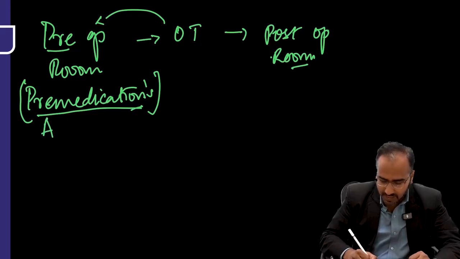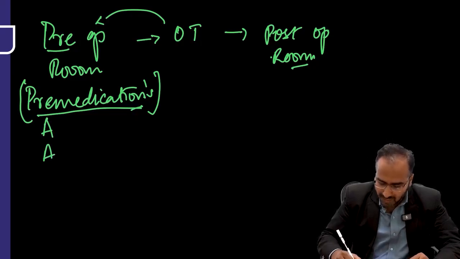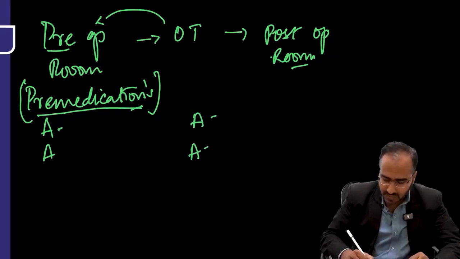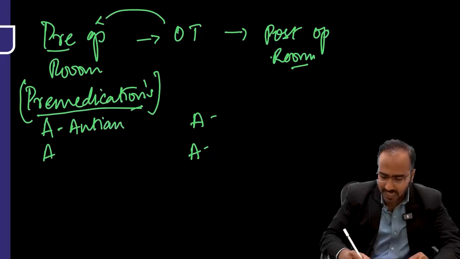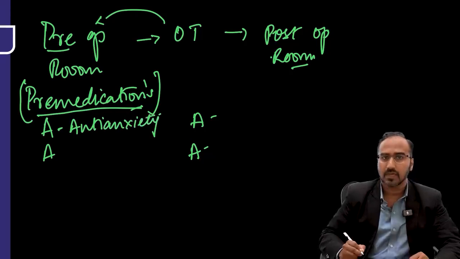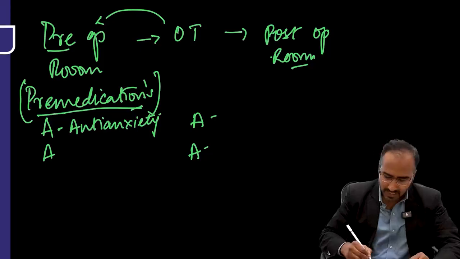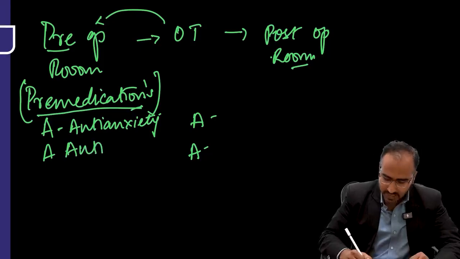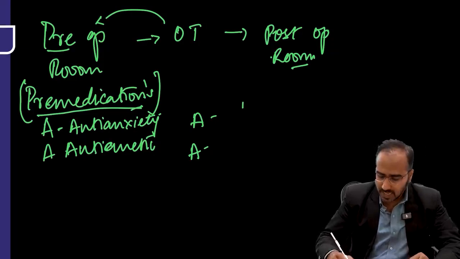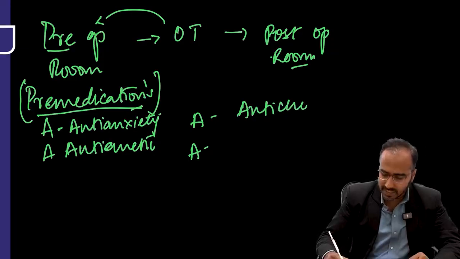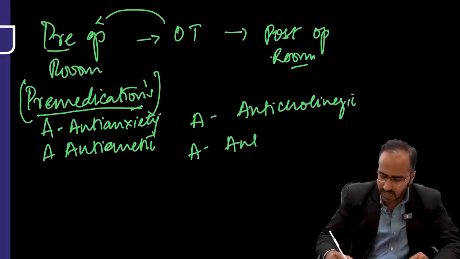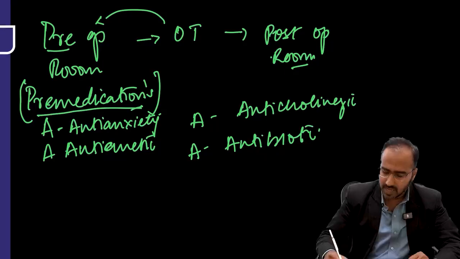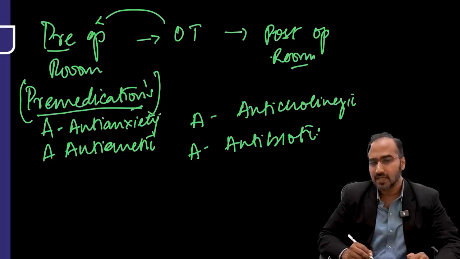In the pre-medication, they gave the patient 4 A's. The first A is anti-anxiety. The second A is anti-emetic. The third A is anticholinergic. And the last A is antibiotic. These are the 4 A's given, right?